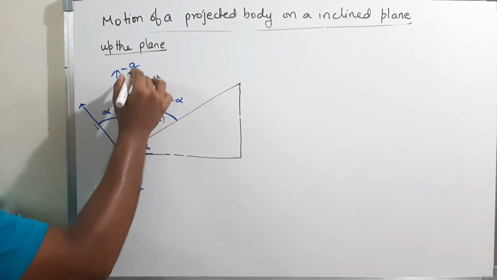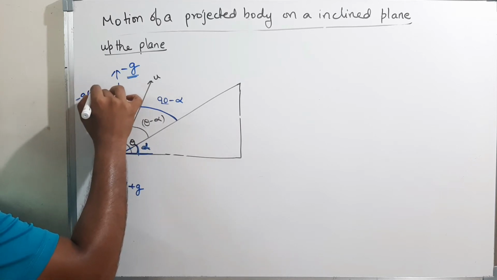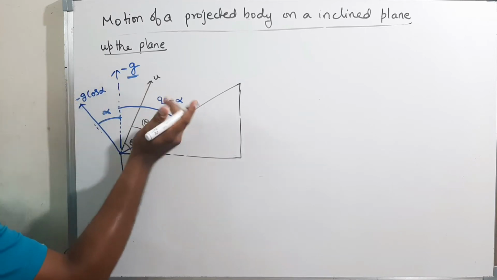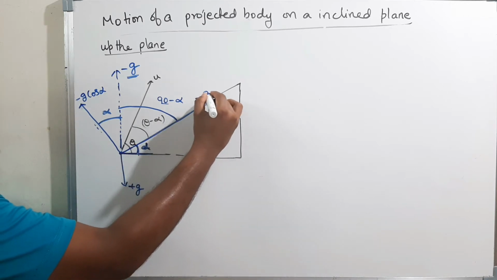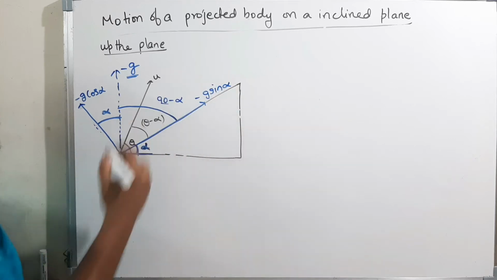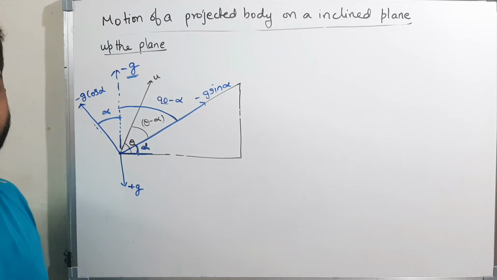Now I am resolving the components. This minus g I am resolving along the angles. That is minus g cos alpha, and along the plane, that is minus g sin alpha. That's all. If you resolve these components, everything is clear.